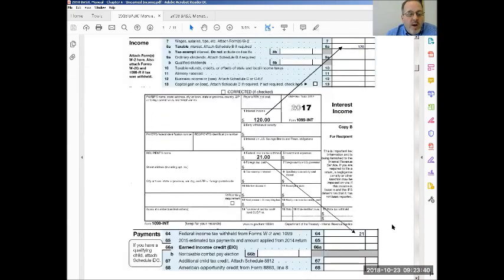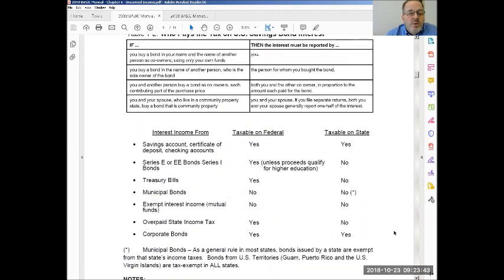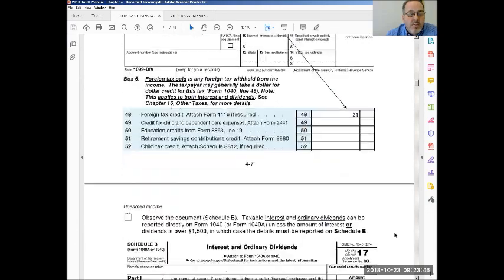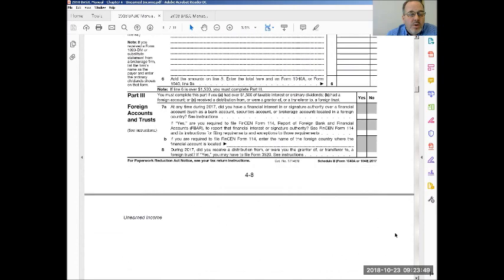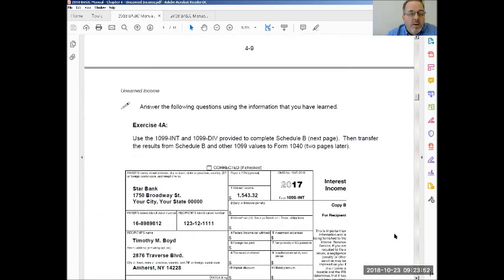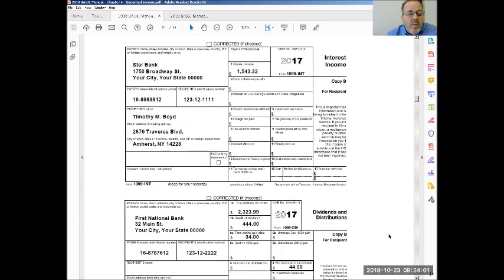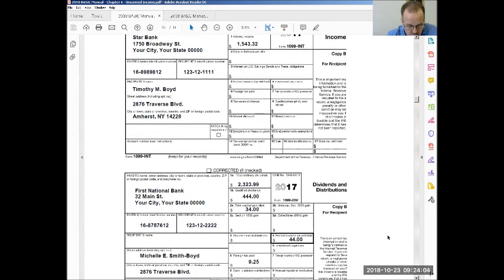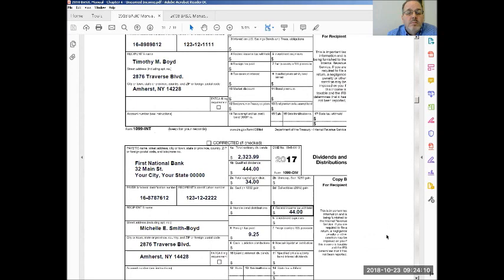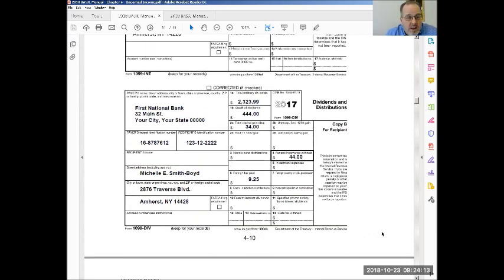Okay. 4A, let's see, that's on page 10, 14. Yep. So we had interest income there, and then we had one that was dividends. So that went on schedule B. Now this one too had a little extra, had some things with total capital gains distributions.